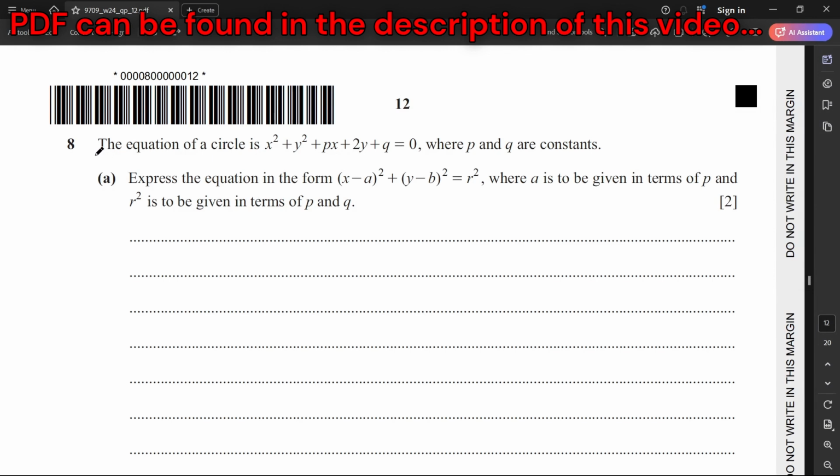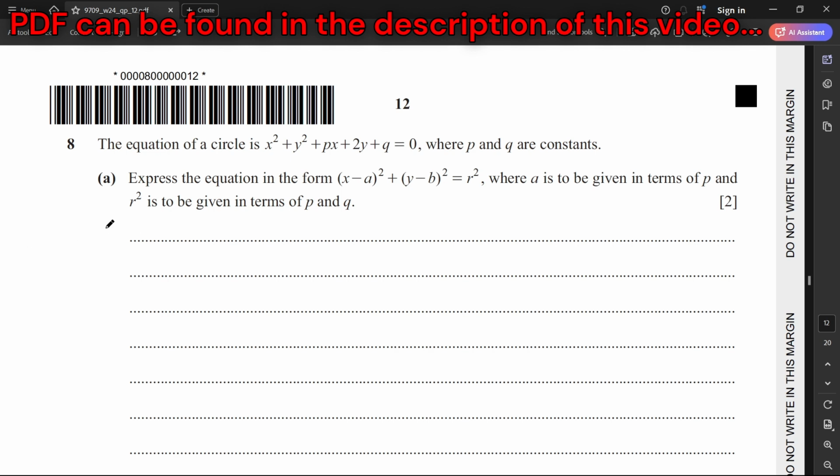Now for question 8, the equation of a circle in this format is given to us, where p and q are constants. Now in the first part, we have to express that equation of a circle in this format, where we know that (a, b) is going to be the center of the circle and r will be the radius of that circle. And we have to express that equation in this format where a is going to be expressed in terms of p and r² in terms of p and q.